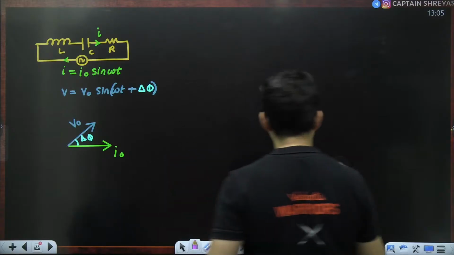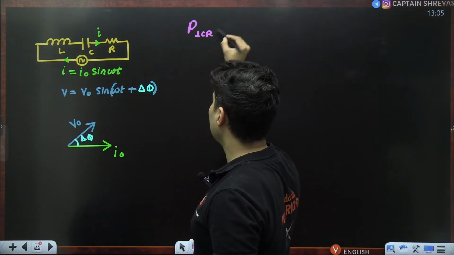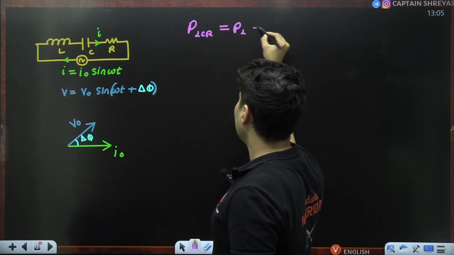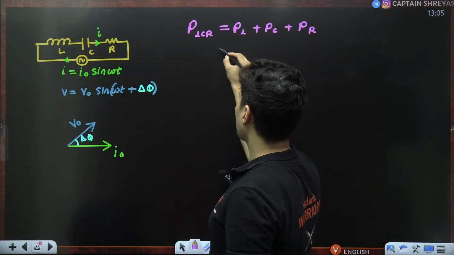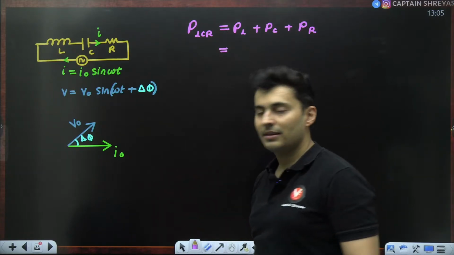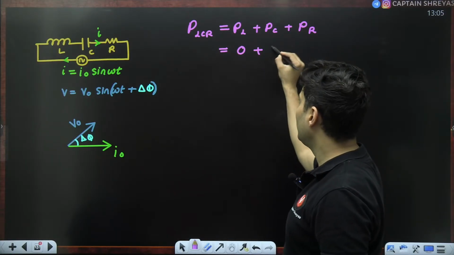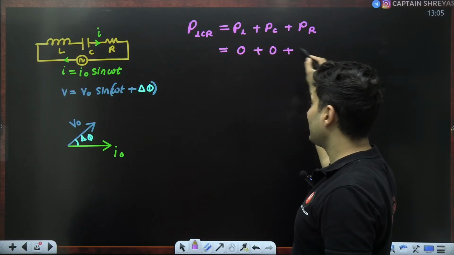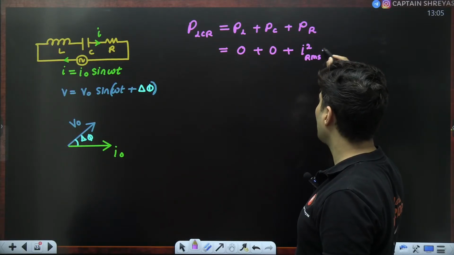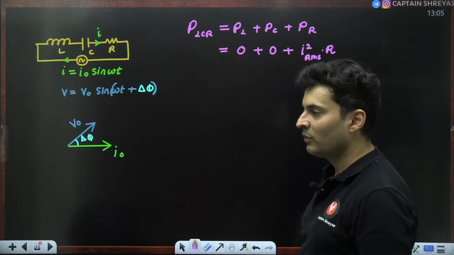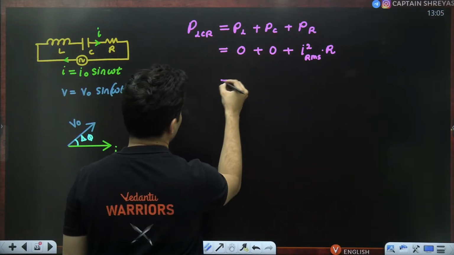If you now calculate the power loss in a LCR circuit, it will be the power loss in inductor plus power loss in the capacitor plus power lost in the resistor. If you remember carefully, I have discussed this. Inductor there is no loss, capacitor also there is no loss. It's only the resistor where there are losses, and that is I RMS square into resistance. So it is only across the resistor where the power losses happen.